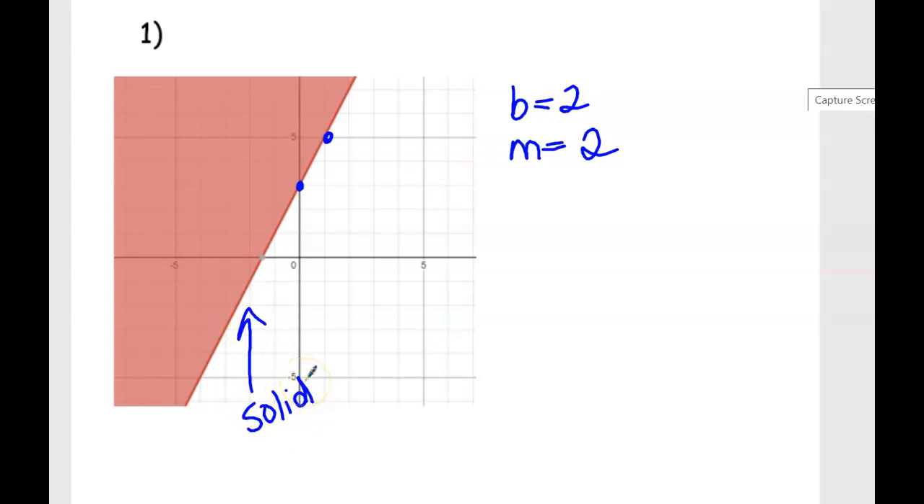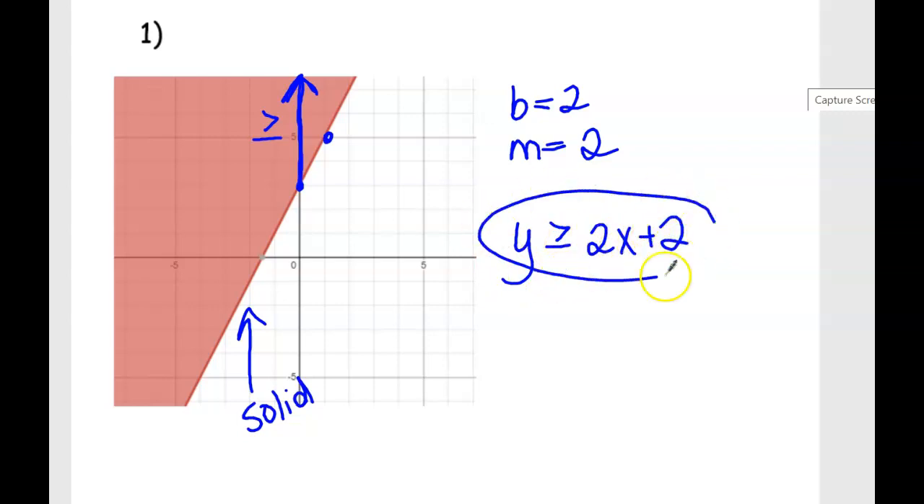Okay, and if I look at my y-intercept, if you notice, it's shaded above. Okay, so it's greater than. All right, so this is going to indicate it's greater than or equal to because of that solid line. So we put the pieces together in slope-intercept form, and our y is going to be greater than or equal to 2x plus 2. All right, and you guys have access to Desmos, so it's a perfect opportunity to pull up Desmos and check your work, all right, and make sure that they match up.